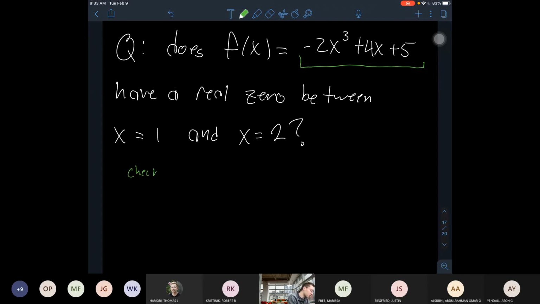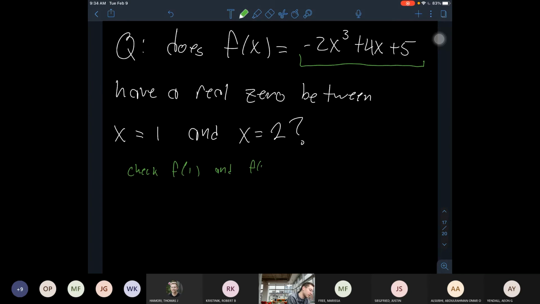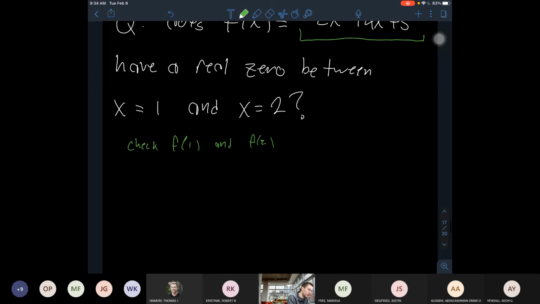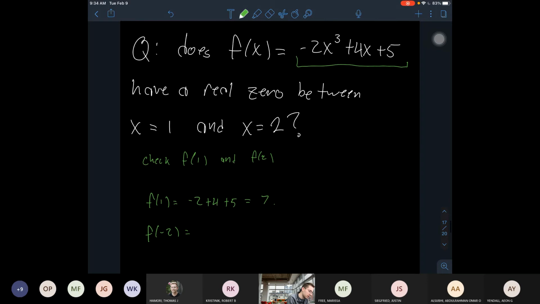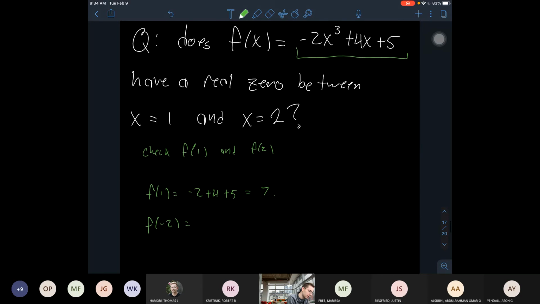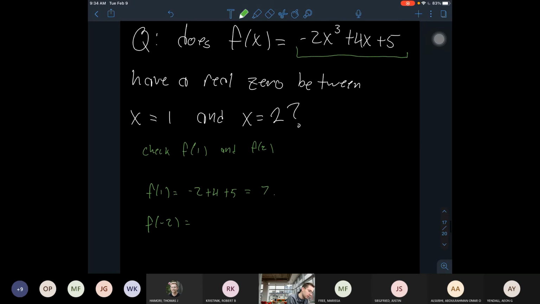So let's check f of 1 and f of 2. Well, f of 1 would be equal to negative 2 plus 4 plus 5, which is equal to 7. Hang on, did I do that right? Negative 2 times 1 plus 4 plus 5. Yes, I did that one.